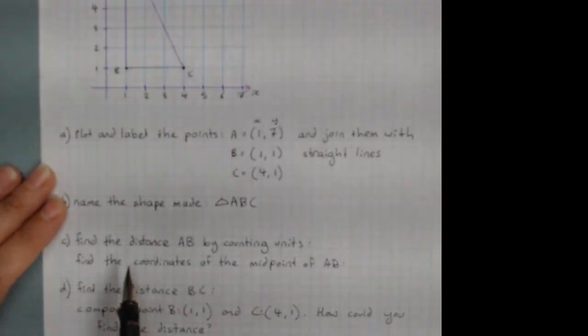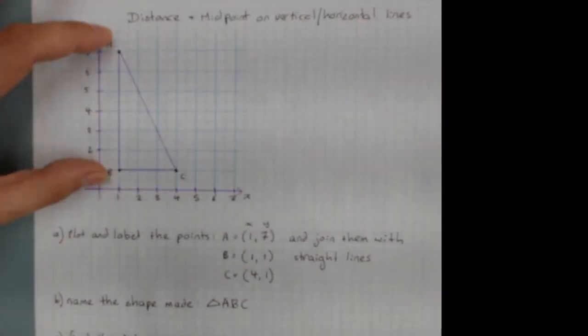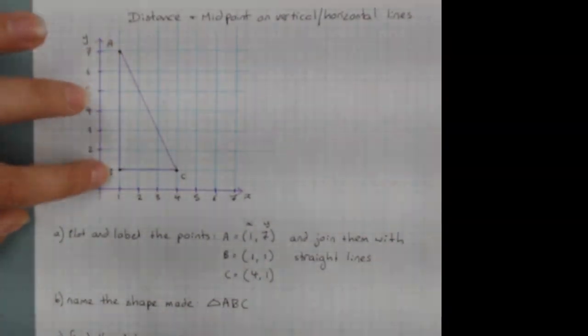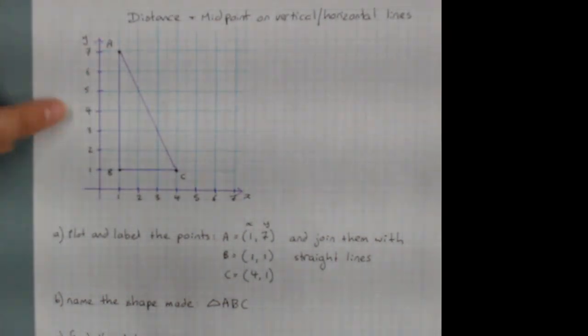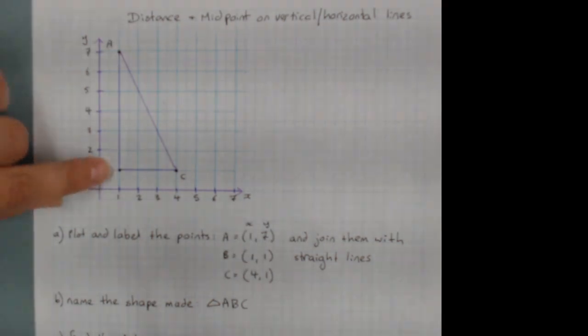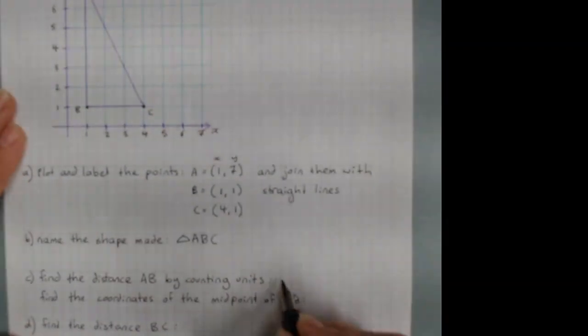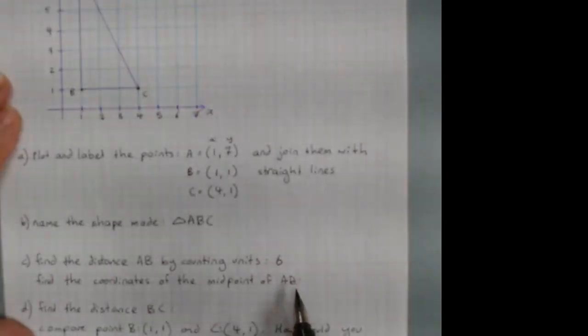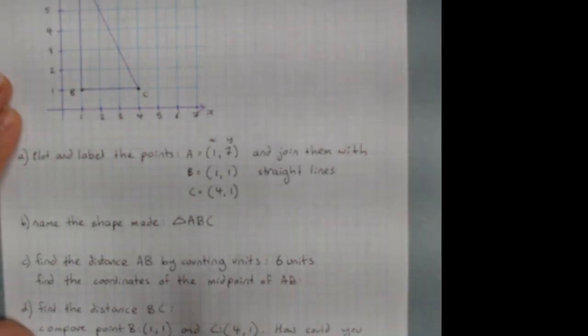Questions from then on. Find the distance AB by counting units. So the distance between A and B is just the distance AB there. And counting units, 1, 2, 3, 4, 5, 6. 6. And because it's just units, we're writing 6 units.